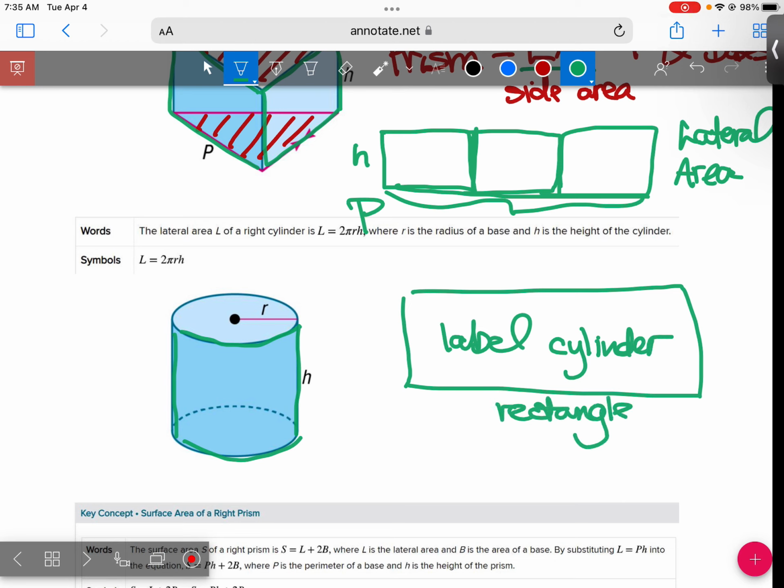Now, let's think about this. This rectangle went all the way around this circle, right? What do we call the distance on the top that goes around a circle? What do we call that? More than the radius. All the way around. Circumference. Yeah, that's the distance around the circle. So this up here is the circumference.